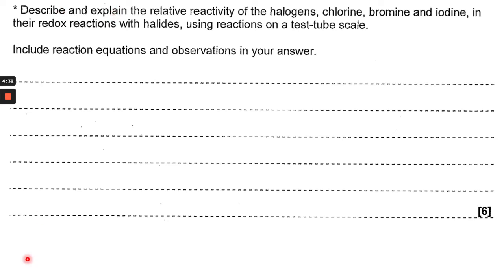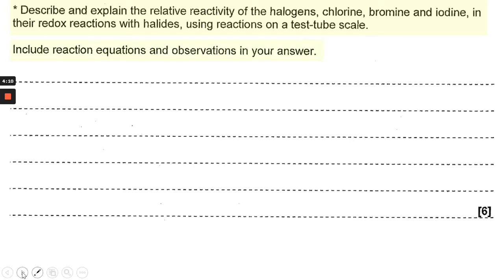So in this case, they're looking for the relative reactivity of the halogens chlorine, bromine, and iodine. So they're not looking for the whole halogen group, literally just those three, so there's no point in talking about fluorine. And in the context of their redox reactions with halides, using reactions on a test tube scale. So they want reaction equations and observations in the answer.